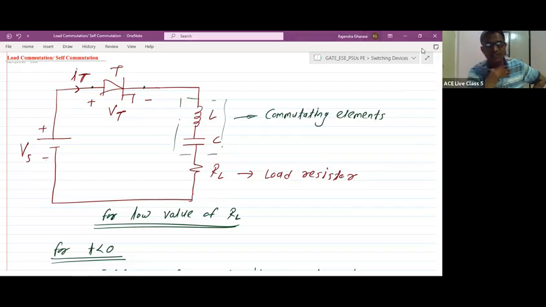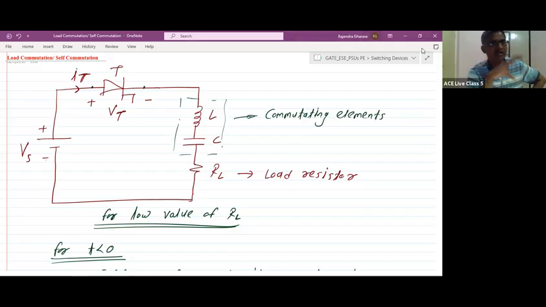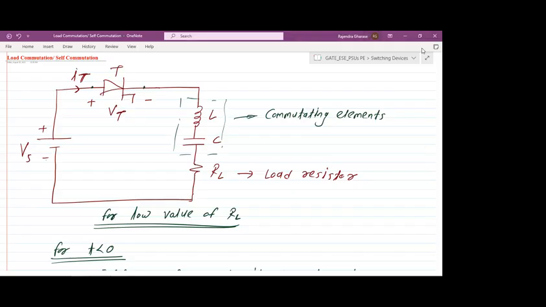So important thing is, in order to turn off that SCR, we need to remove the charge carriers. So according to the manufacturer, if you want to turn off the SCR successfully, you need to maintain the reverse voltage across the SCR for a minimum time of TQ. For a minimum time of TQ.